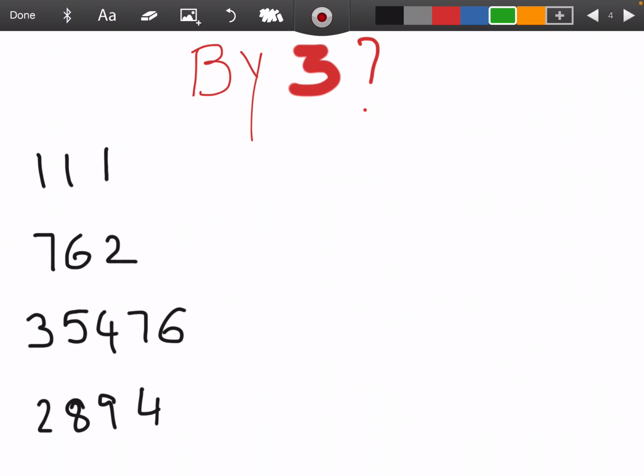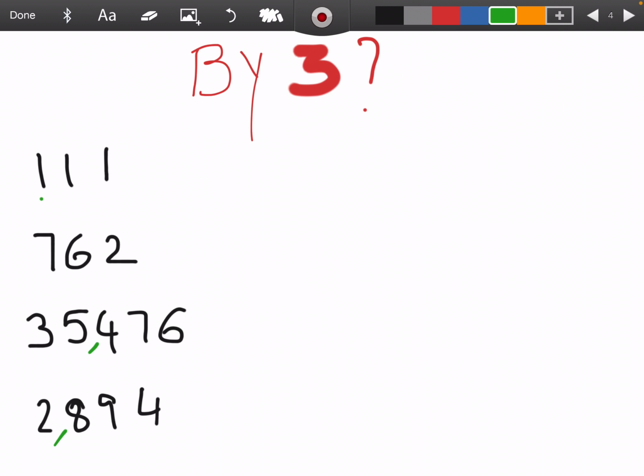Divisibility by 3. I have a few numbers here. This is a small number, this is a 3-digit number, and this is 35,476 and this is 2,894. So how do you determine whether these numbers are divisible by 3 or not?